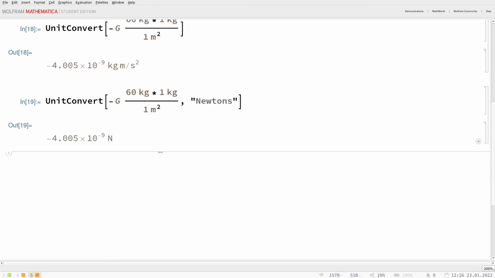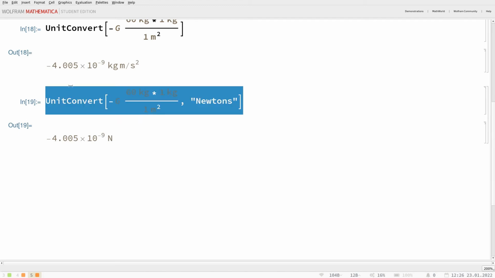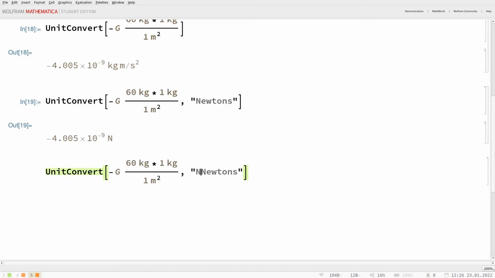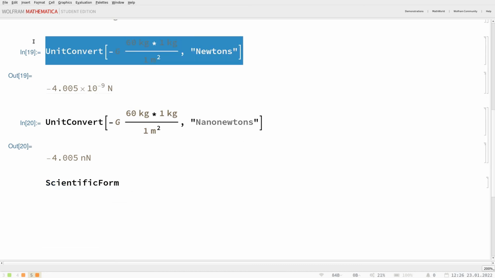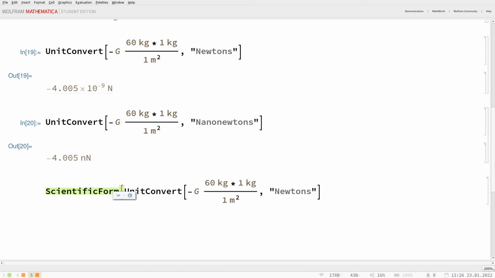Now, seeing as the result is very small, I want to convert it into nanonewtons, which I can do in the same manner. Finally, I want to show you that you can use ScientificForm to write the result in scientific form, such as giving a result to two significant figures, and you can also use N to convert a value into numeric representation. Thank you.